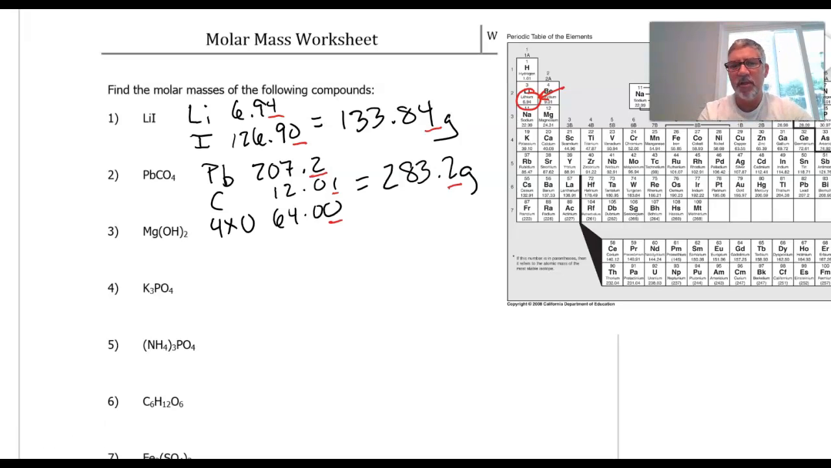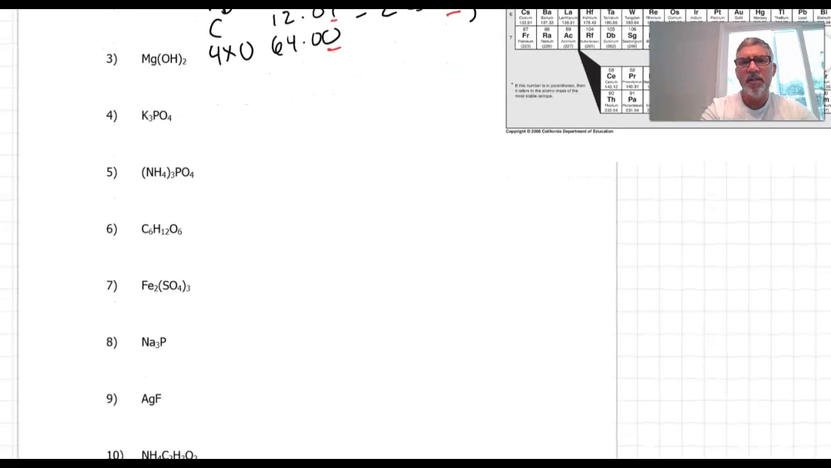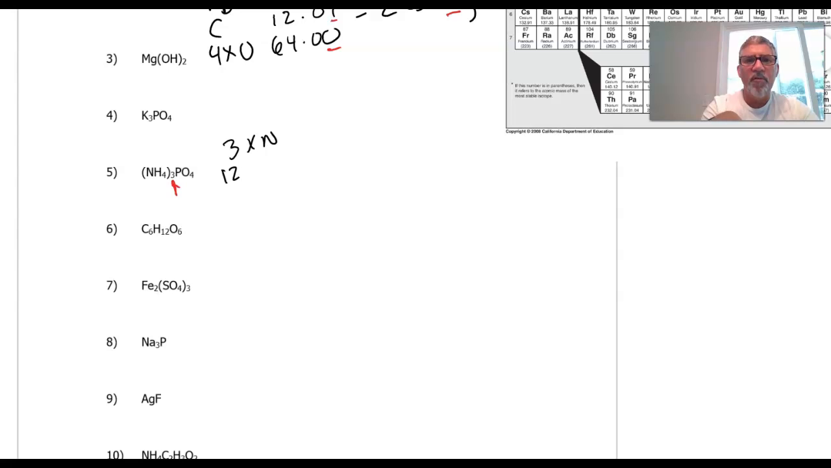Now this sheet had an answer key at the bottom. I'll have to look at it, but I don't know if they really accounted for significant digits at all. All right, and the last example I'll give for this, for the one that's a little different, is number 5. So remember this 3 here gets distributed to the parenthesis. So now I have 3 times N. I have 12 times H. I have a P. And I have 4 times O.